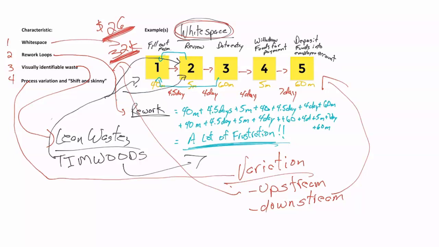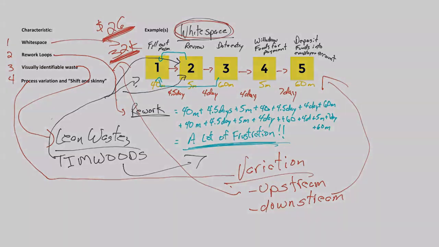These 4 big characteristics, whitespace, rework loops, visually identifiable waste known as lean wastes, and process variation are sources of extreme frustration. It's our job as process improvement specialists to identify these big characteristics, measure them, and then build future state solutions that attack, reduce, or eliminate these frustrations from happening.